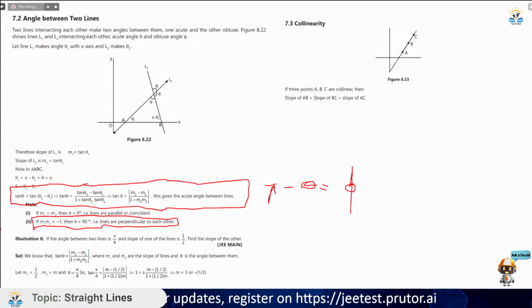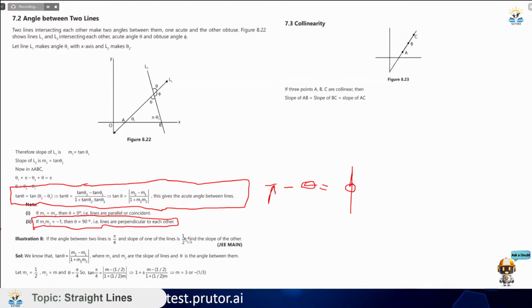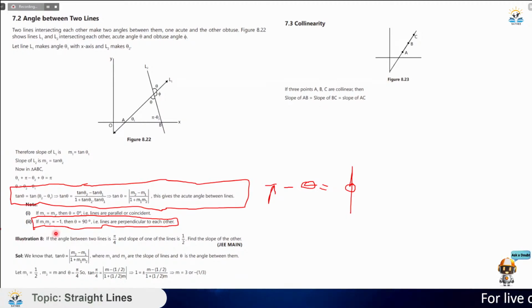m1 m2 will be equal to minus 1. Okay, then this will show that the lines are perpendicular to each other.